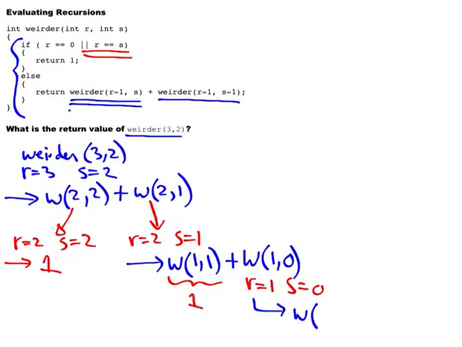So weirder, R minus 1 is 0, comma, S is 0, plus weirder, R minus 1 is 0, S minus 1 is negative 1. And we see that in both cases R is 0. That is one of our conditions in the if statement. So for both of these, they will return a 1.